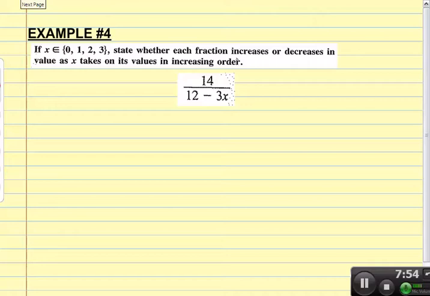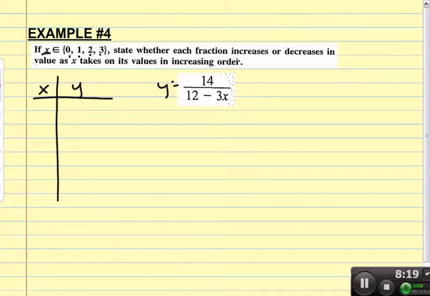State whether each fraction increases or decreases in value as x takes on its values in increasing order. Okay? So, x is the set of these four numbers. It doesn't have y, but let's just make it y. Let's say that y is equal to this fraction. Tell us what we get. Does it increase as the x increases, or does it decrease as the x increases? Okay? 0, 1, 2, 3. Just plug them in.